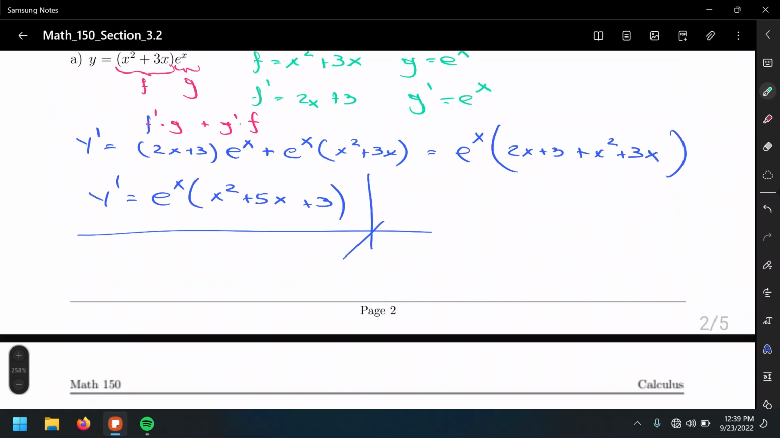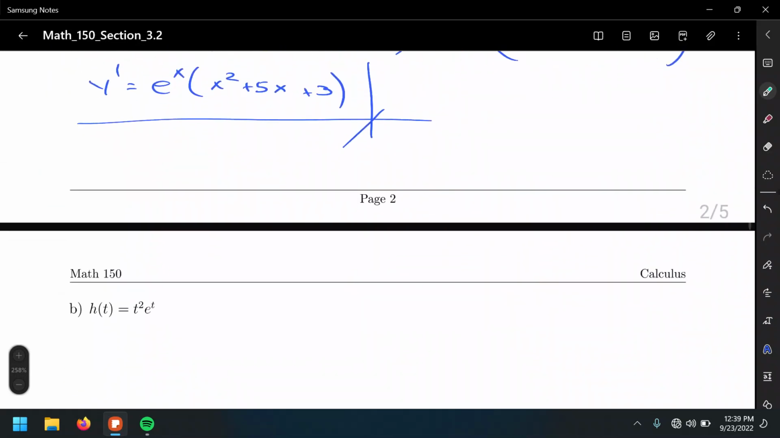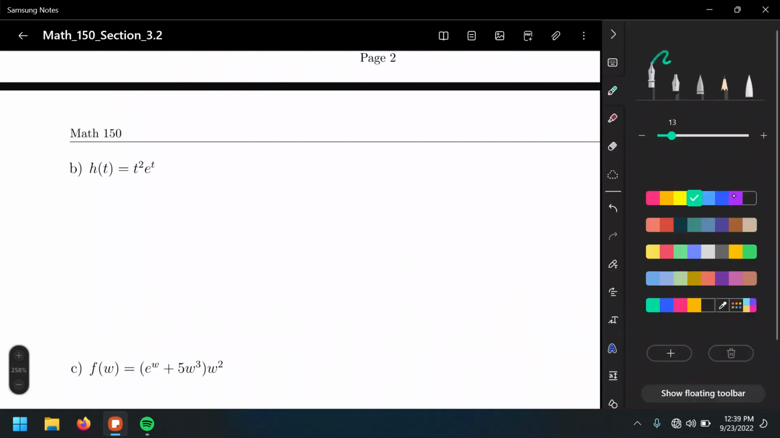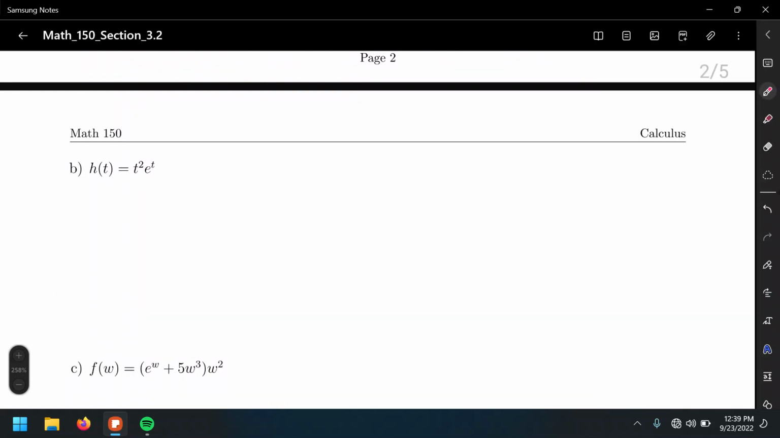Okay, I think I have another example using the product rule. All right, h of t equals t squared e to the t. So how about we make a list of our f and g: f is t squared, g is e to the t. Let's take the derivative of f. That's f prime, that's 2t. And the derivative of g, the derivative of e to the t, is simply e to the t. All right? Let's put this together.